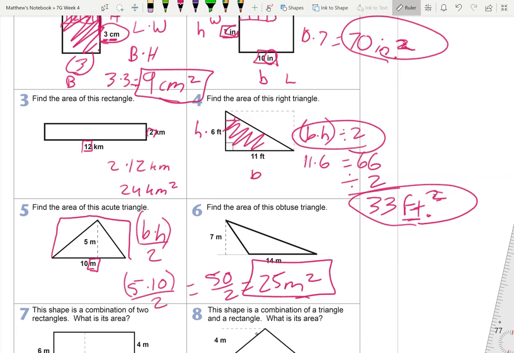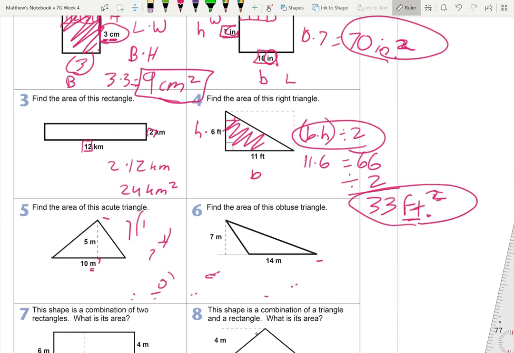All right, doing well so far. I hope you guys are feeling good with this. So far, I'm having fun with it. Now I'm looking at 6. It says find the area of this obtuse triangle.